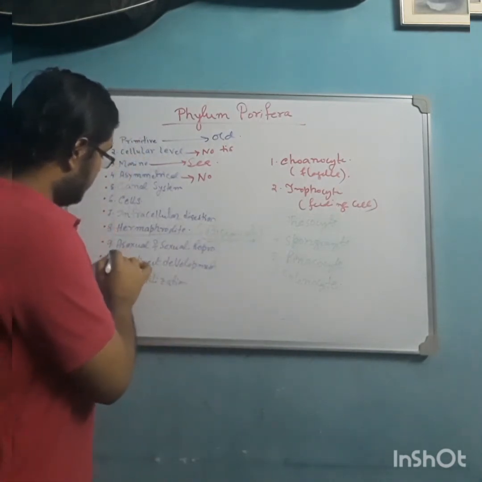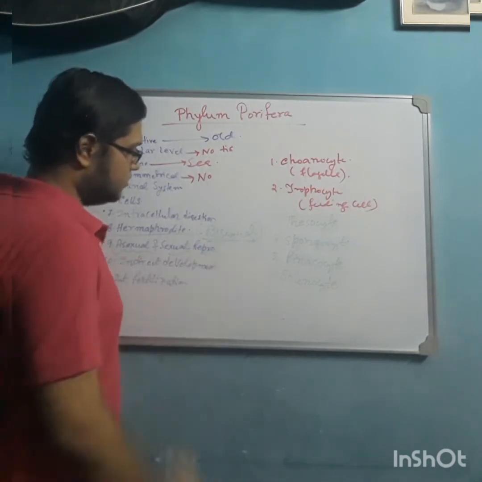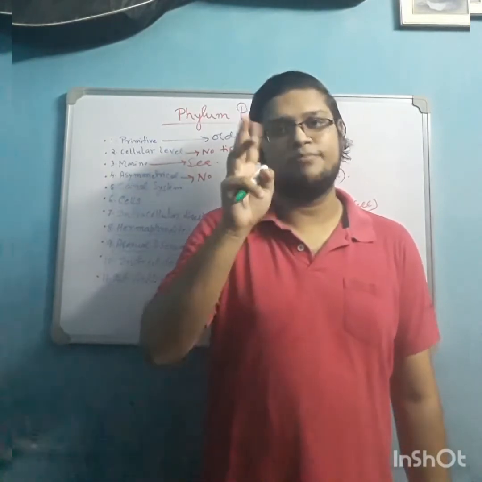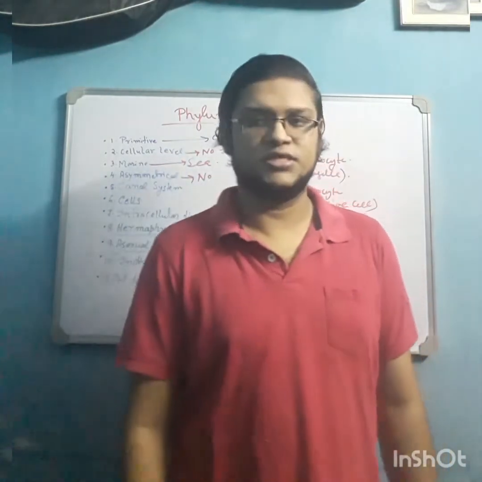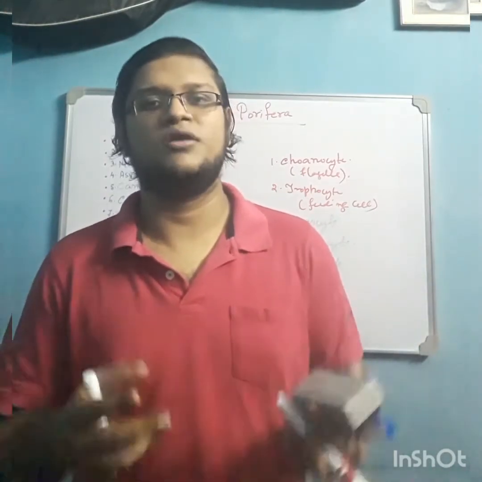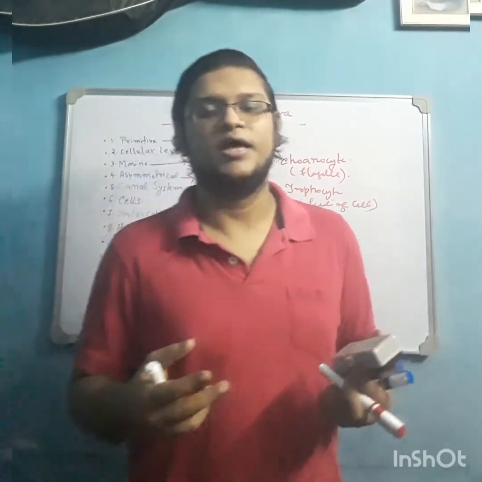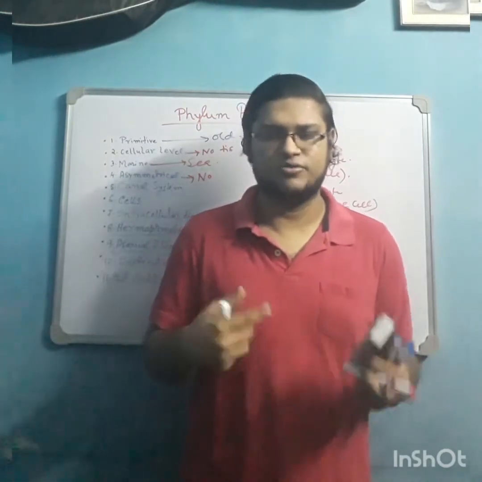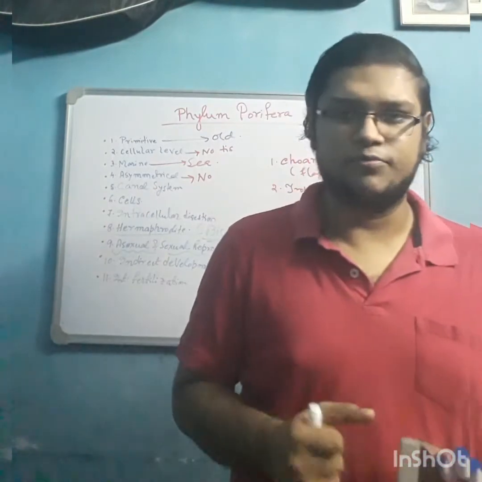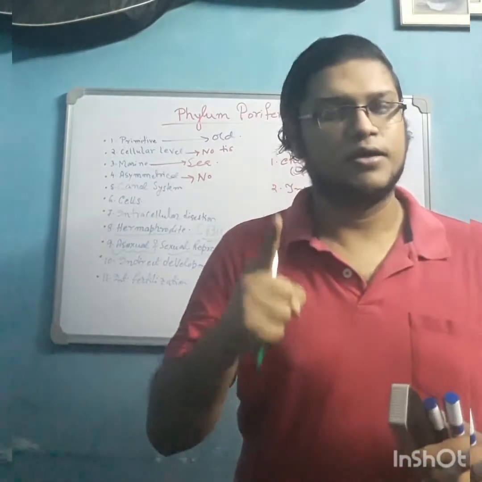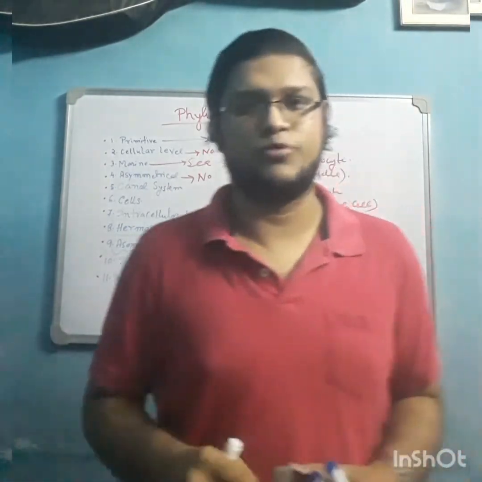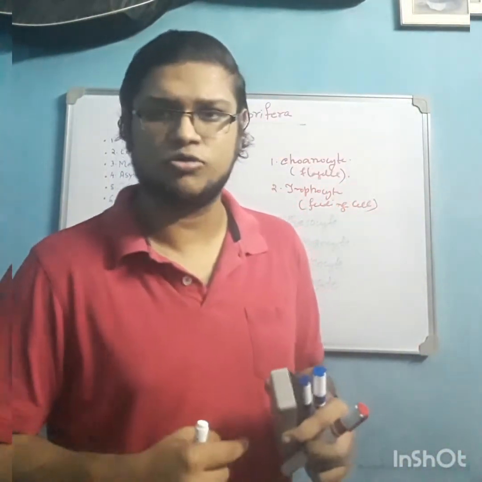Asexual and sexual reproduction. Animals of phylum Porifera can show both types of reproduction, asexual reproduction and sexual reproduction. We know the feature of sexual reproduction. In sexual reproduction, the animal produces gametes, male gamete and female gamete fuse, and a zygote is produced. So the animals of phylum Porifera can produce gametes. That's why they can perform sexual reproduction. They can also perform asexual reproduction. So what is the procedure of asexual reproduction?